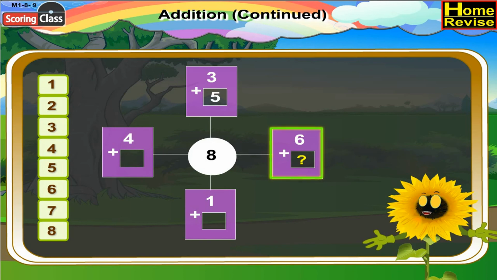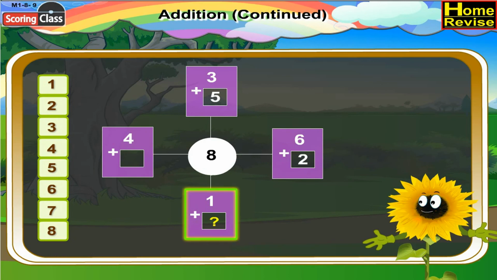What should be added to 6 to get 8? Let's start the counting from 6. So it is 7, 8. 2 should be added to 6 to get 8. So 6 plus 2 is equal to 8.